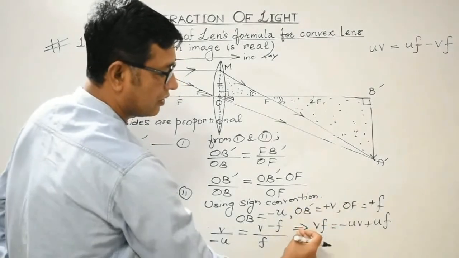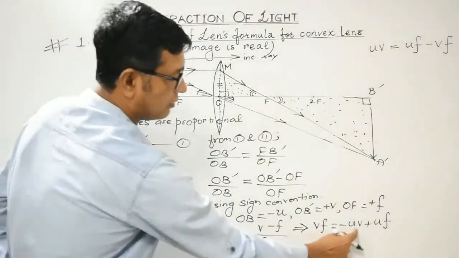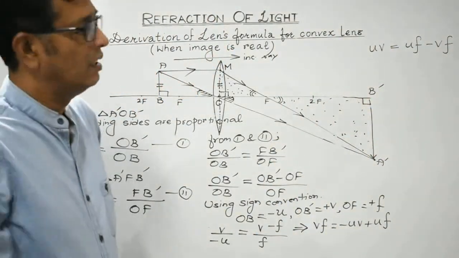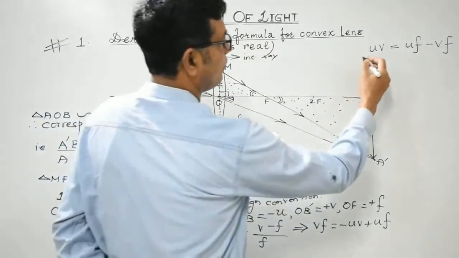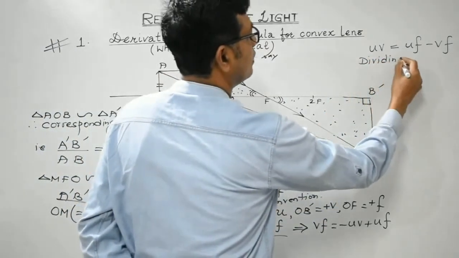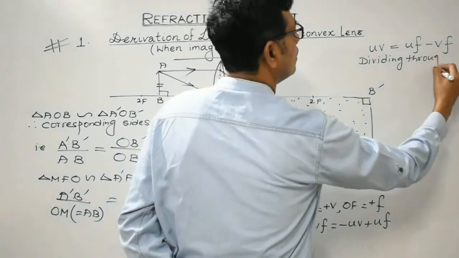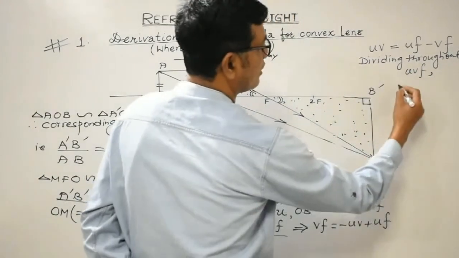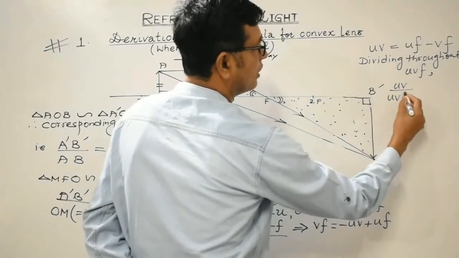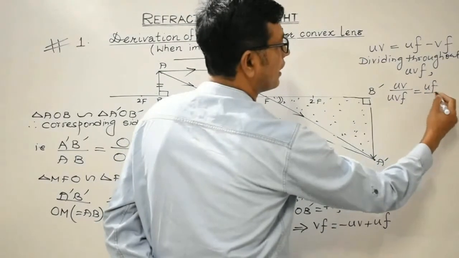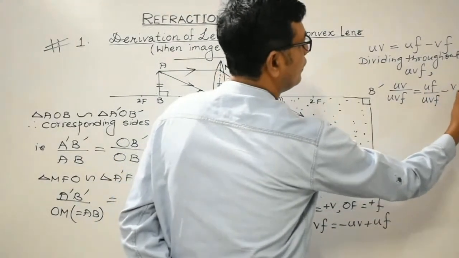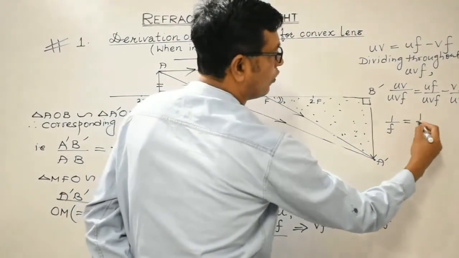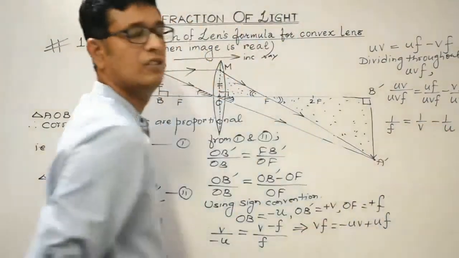UV when taken on left hand side, its sign will get changed and replace UV with VF. So we'll get this. Now students, in the last step, divide throughout by UVF. Dividing throughout by UVF. What we get is UV divided by UVF is equal to UF divided by UVF minus VF divided by UVF. So what do we get? 1 by F is equal to 1 by V minus 1 by U.